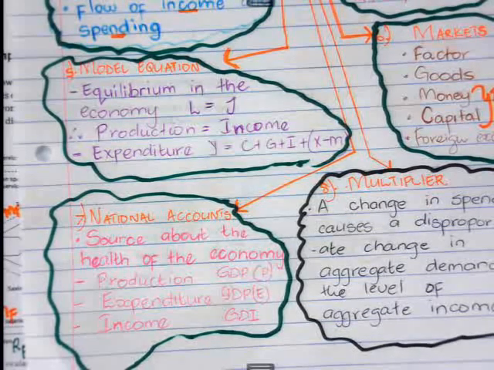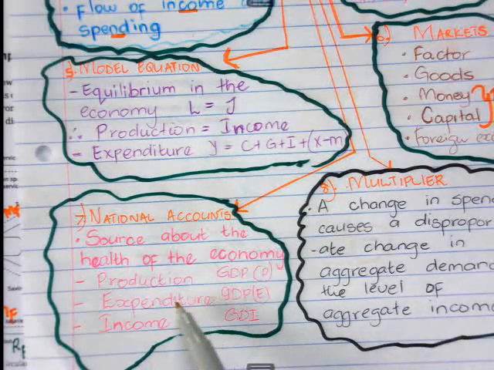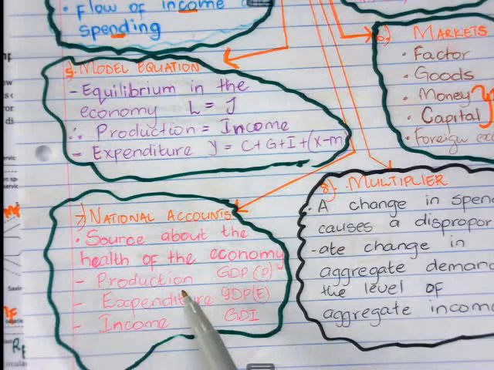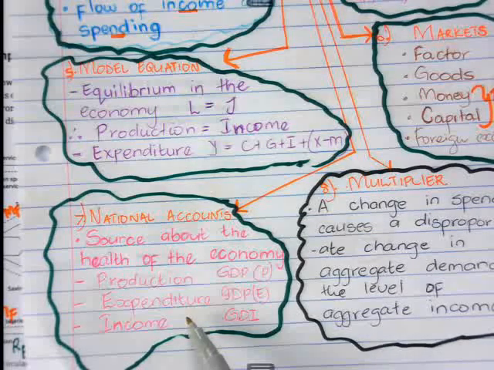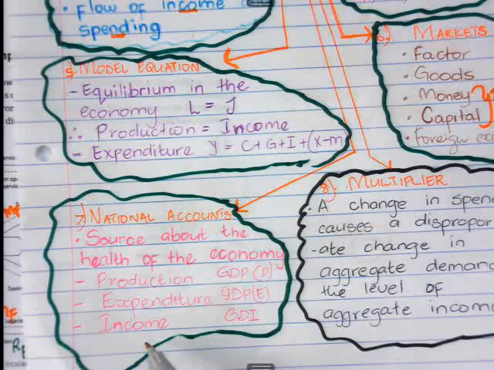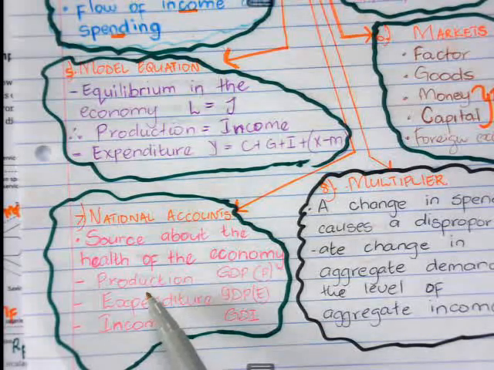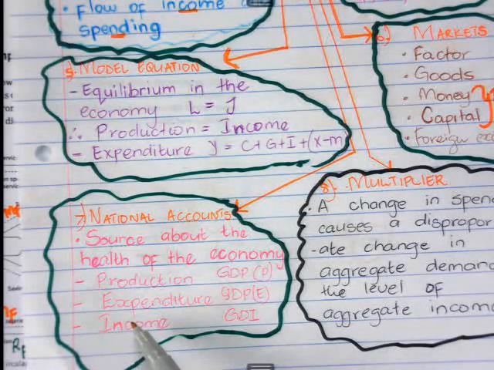So we use three methods to calculate the national account. The first method is the production method, right? The second one is the expenditure method. And the third one is the income method. National accounts are an important source of information regarding the health of the economy. We can identify the national account by using the production method, the expenditure method, or the income method. Let us look at the production method.